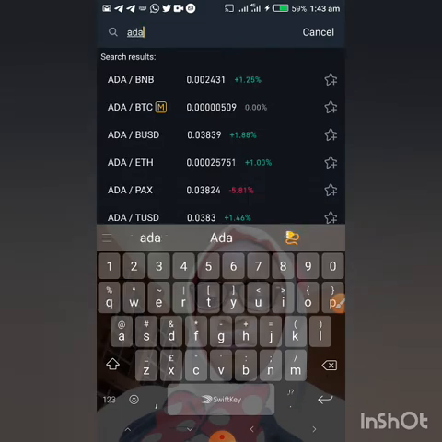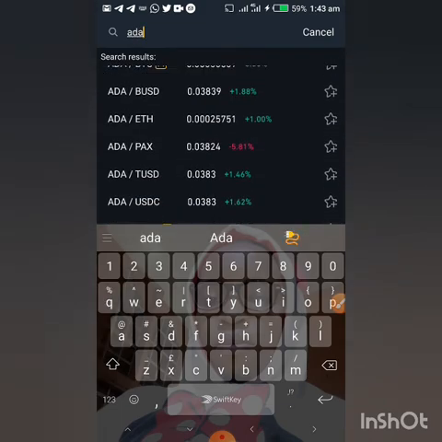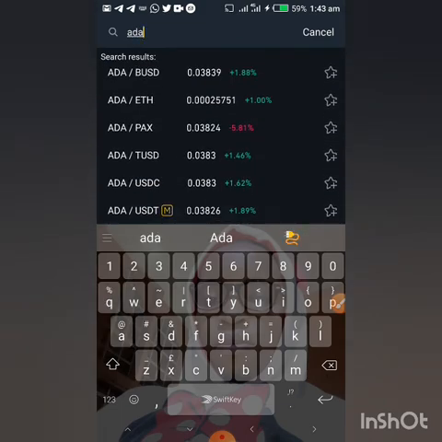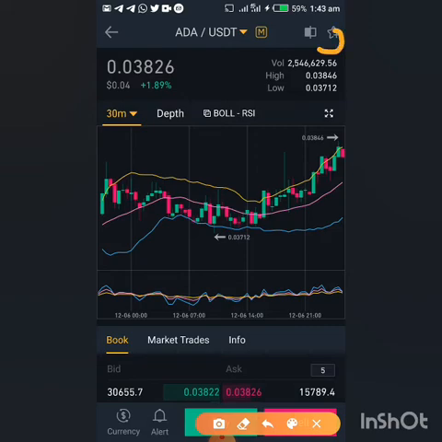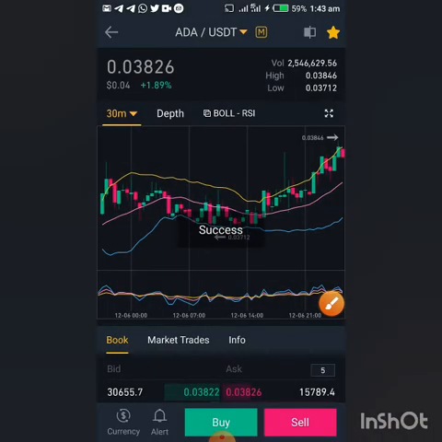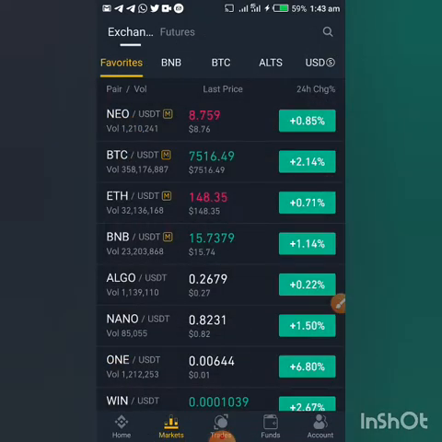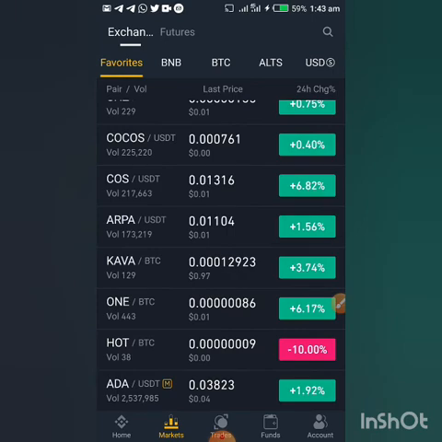Maybe I want to add it back. I just go to the search and type ADA. Which of the markets am I trying to monitor it on? Maybe I want to monitor it on USDT. Once I click on it like that, it loads. Then I go to this star region and tap on it. You see it highlights, and that means I can always monitor ADA. Okay, see, it's already appearing here.